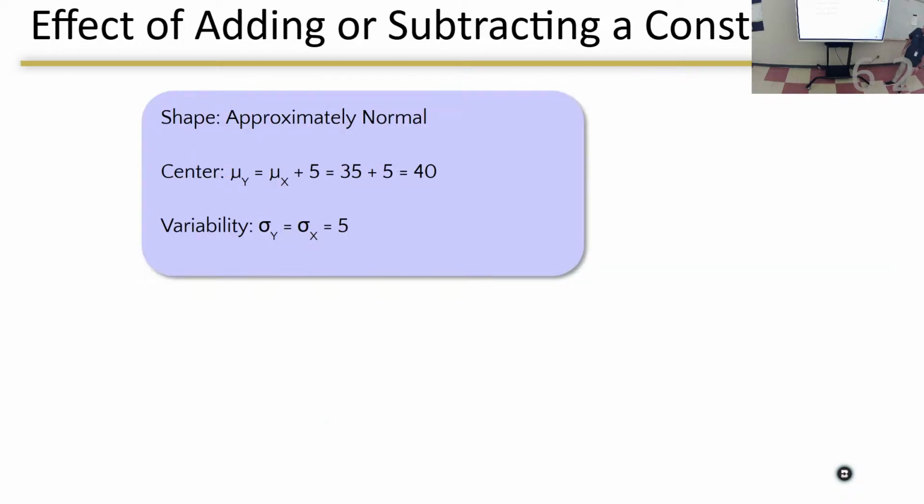What'd they do? Shape, approximately normal. Center, mu of Y is equal to mu of X plus 5, equal to 40. Standard deviation of Y is equal to standard deviation of X, which is equal to 5. Easy peasy lemon squeezy.